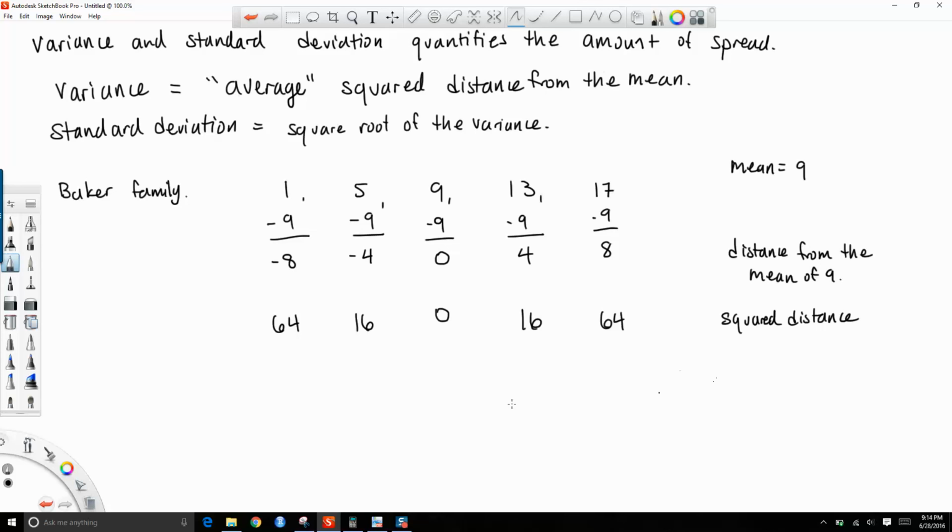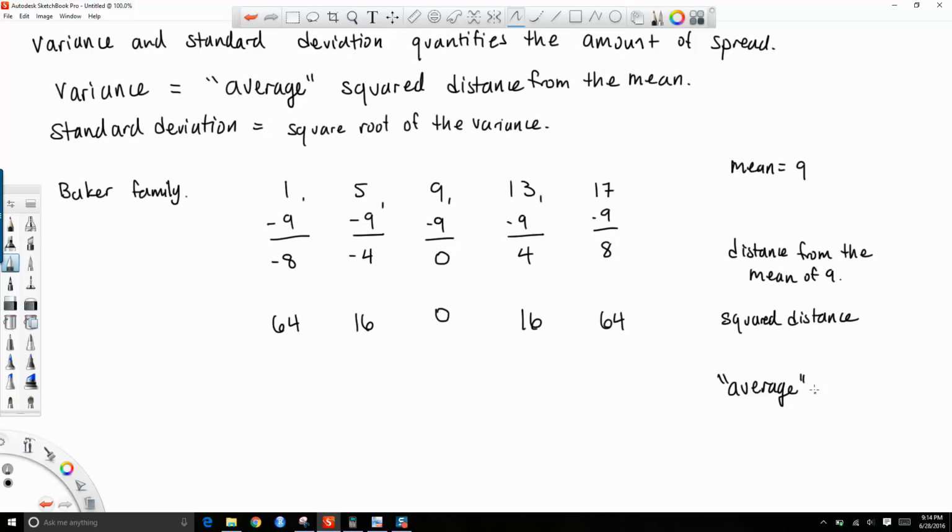And so when I talk about the average, I have average in quotes, okay? Because normally to get the average, you would add them up. We have 5 numbers, so we would divide by 5. In this case, we would add them up, and we would divide by 1 less than 5, so we would divide by 4.